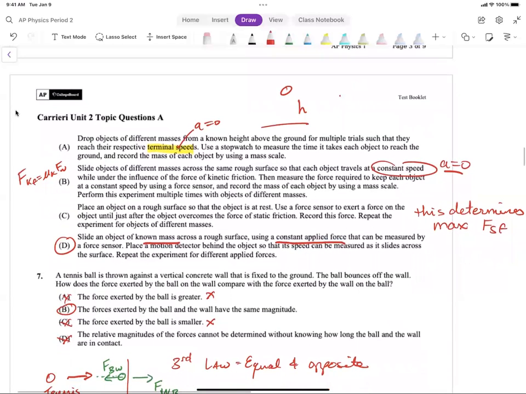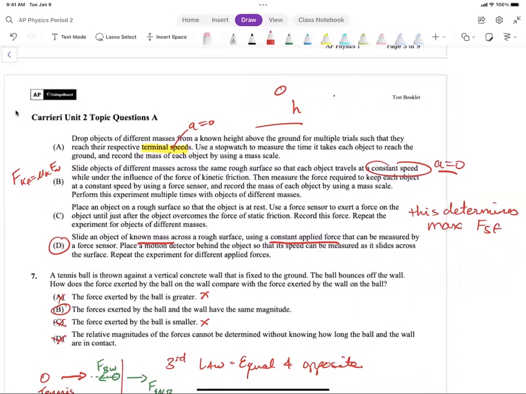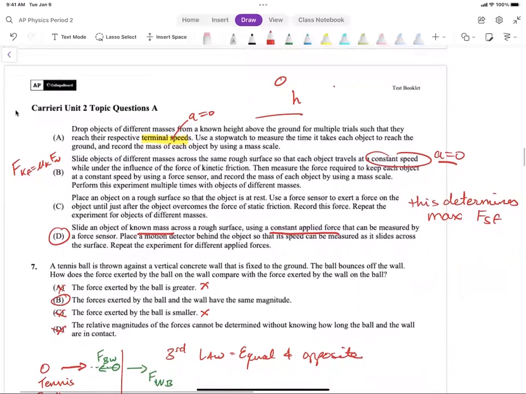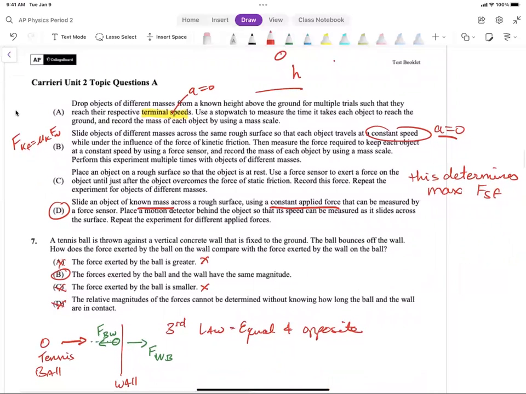C, place an object on a rough surface so that the object's at rest. Use a force sensor to exert a force on the object just until after the object overcomes the force of static friction. Record this force. All that does is determine the maximum force of static friction. All right, now look at D.